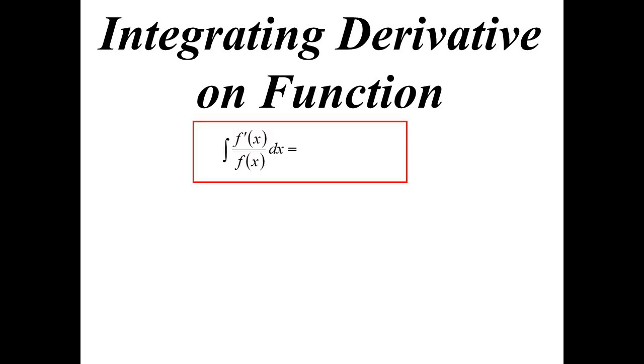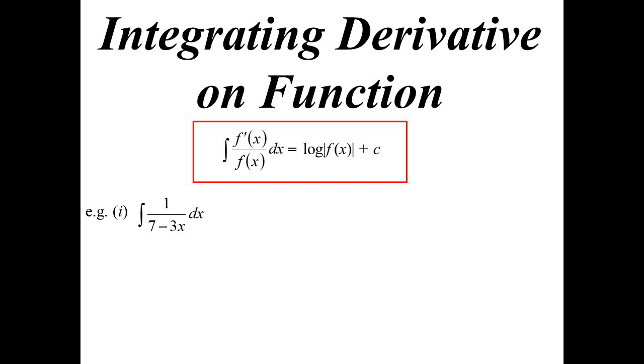So in other words, if we can set the integral up in such a way that we have the derivative on the function, then we know the answer is going to be the natural log of the function, but more importantly, the natural log of the absolute value of the function. So we see something like this. Now we know it's going to end up being a log function.